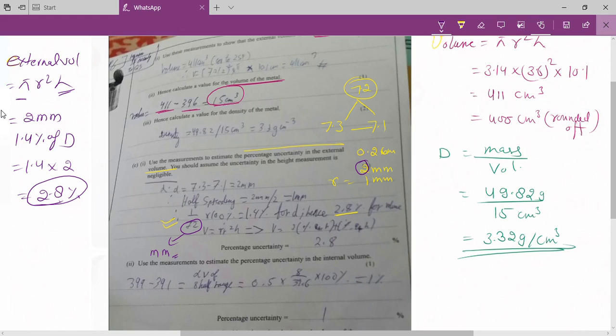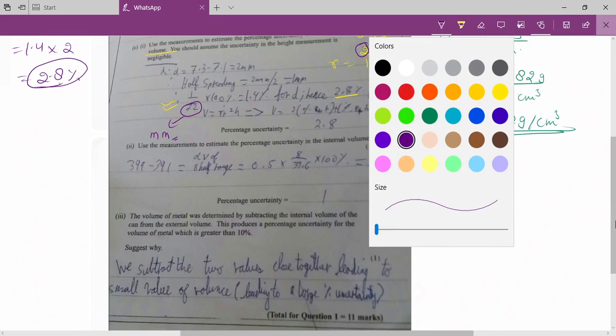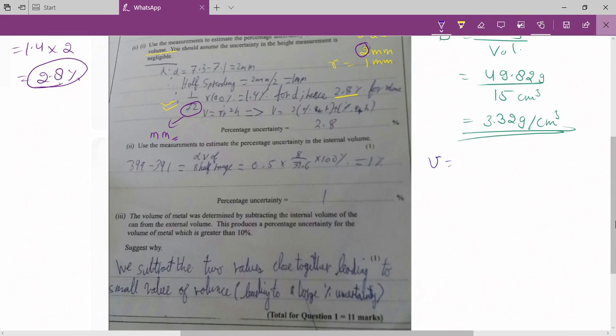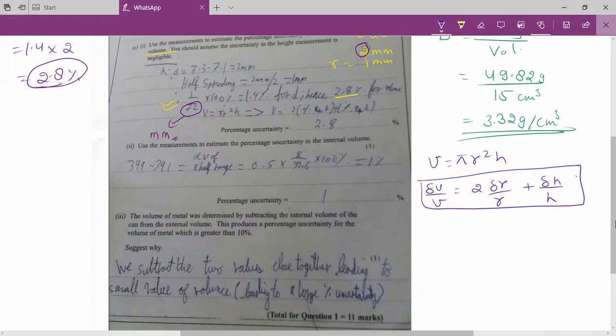And there's just one more thing I'd like to discuss. They wrote in the last step, V is equal to pi r squared h, and V is equal to 2 times percentage of something plus percentage of something. I'm here to explain everything to you. Just see here. V equals pi r squared h. Pi is constant, so in that condition, del V by V equals twice del r by r plus del h by h.